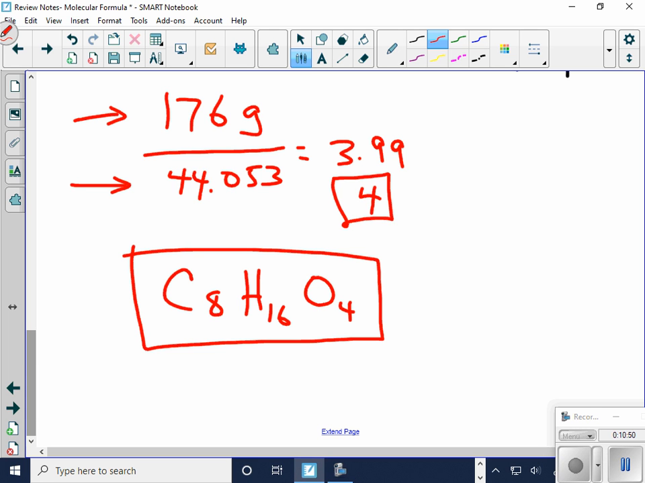Now, what would happen, ladies and gents, if these two were equal? What does that tell me? Kaylin? That the empirical formula and the molecular formula are the same. So if those are equal, it's telling me both of those guys are the same. Questions about that?